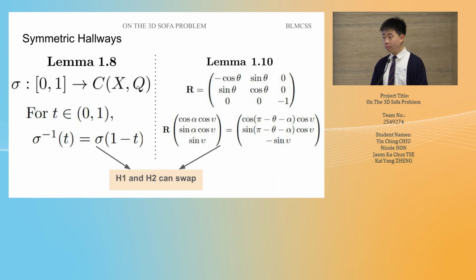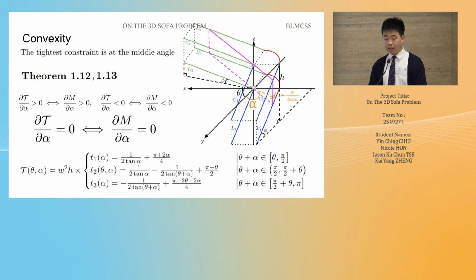There are 2 main properties of the staircase. The first one is that the definitions of h1 and h2 can be swapped, and it is identical to pass through the staircase from both sides of the hallways. This means that the hallways are symmetric. We prove this first by the reversible path of the object, and also by constructing a rotational matrix of the hallways. The next property is the convexity of the object size constraint.